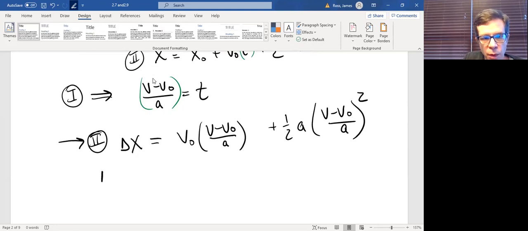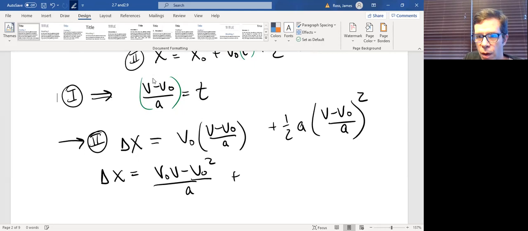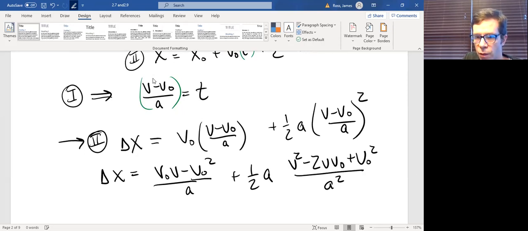Okay, so we've got delta x equal to v naught (v minus v naught) over a plus 1/2 a times (v squared minus 2v v naught plus v naught squared) over a squared. Right there, I've just squared the top and the bottom using the binomial square on the top. Square the first, plus 2 times the product, plus the square of the last.